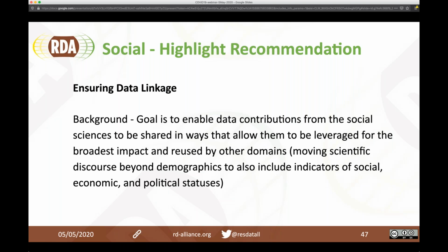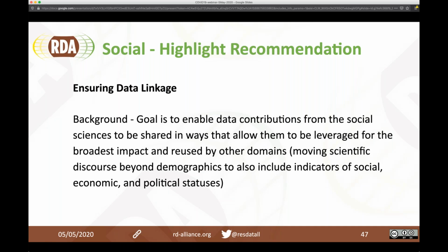And so when we are listening to other domains, ensuring that there are indicators or adequate demographic information is made to make projections and estimates, we also are thinking about what are the key indicators from the social sciences, so social and economic and political statuses, for example, and making sure that the data that we produce are linkable to all the other domains, so that it has utility both for social scientists, but for others as well.